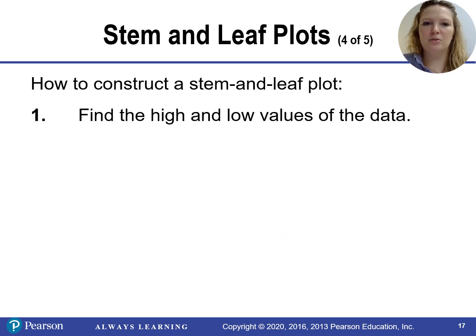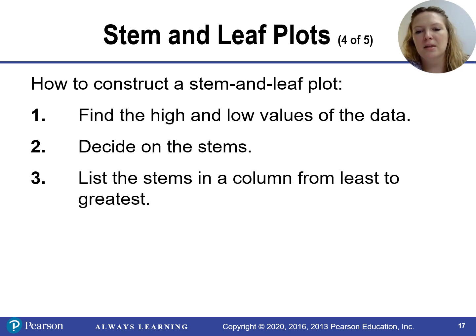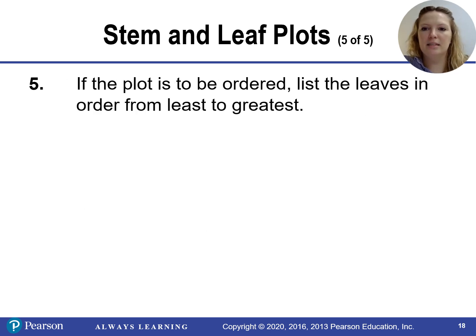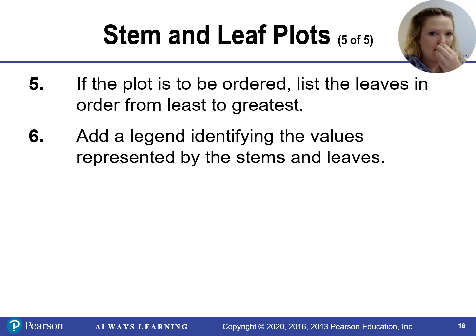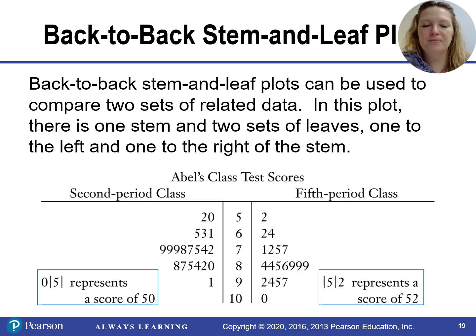So to construct the stem and leaf plots, like I just illustrated, find the high and low values of the data, decide on your stems, list the stems in a column from least to greatest, and then use each piece of data to create the leaves to the right of the stems on the appropriate rows. If the plot is going to be ordered, then list the leaves in order from least to greatest, and then add a legend identifying the values represented by the stems and the leaves. It's also helpful if you add a title.